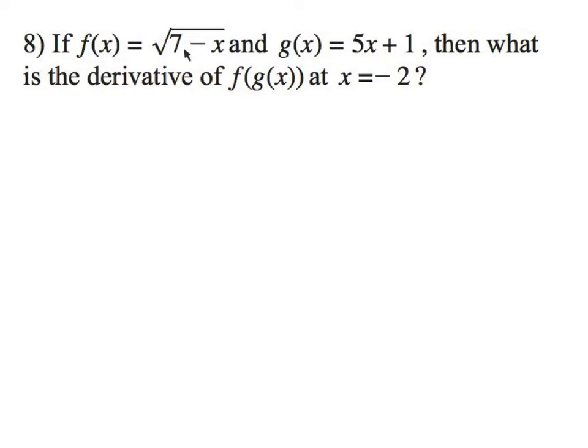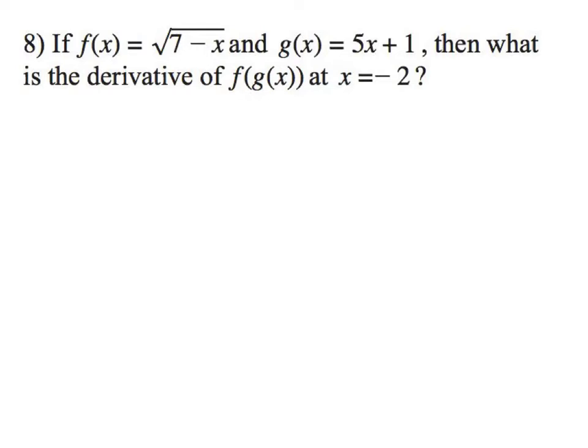Okay, if f is this and g is this, then what is the derivative of f of g of x at negative 2? All right, so basically what they're saying is take the derivative of this and plug in negative 2. What's the instantaneous rate of change of this at negative 2? Now this statement is a composite function.